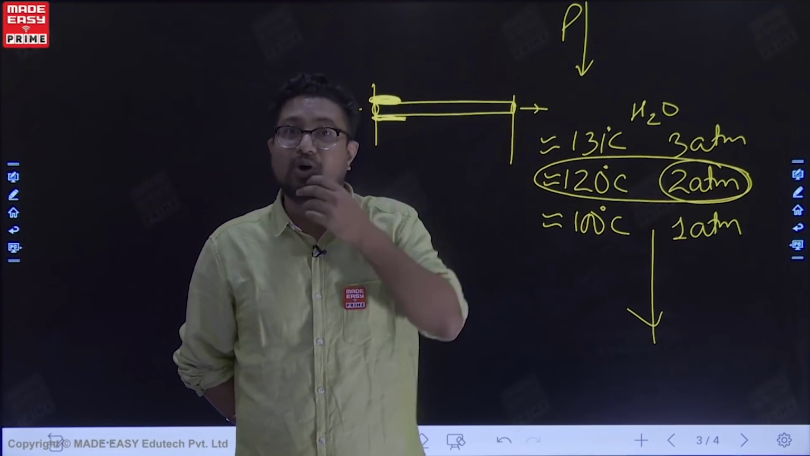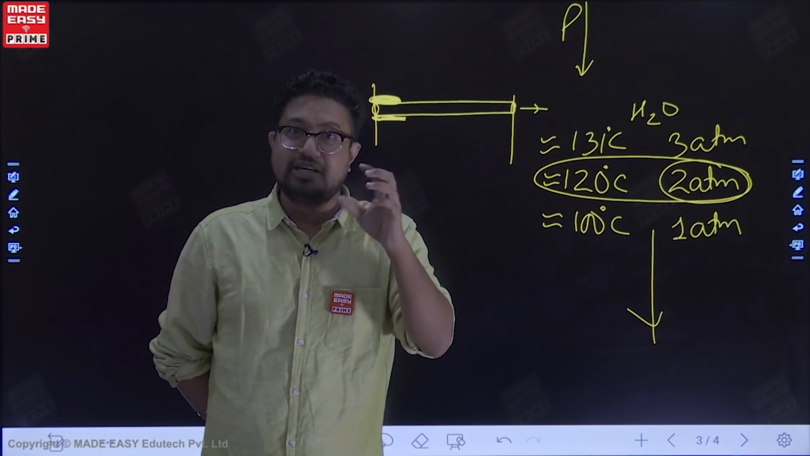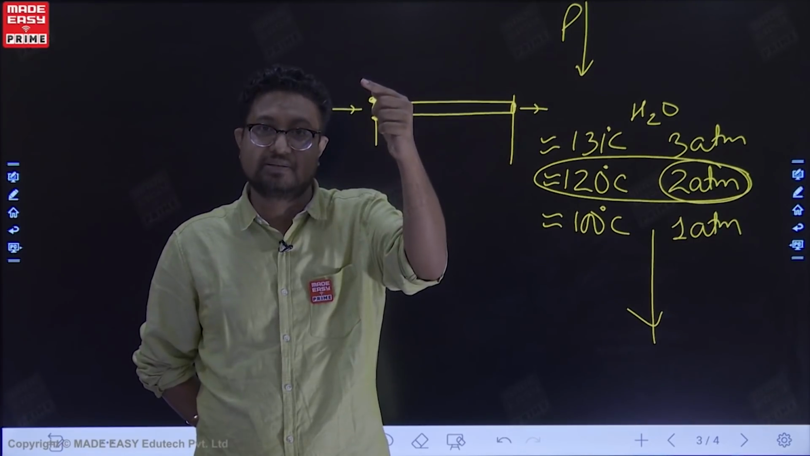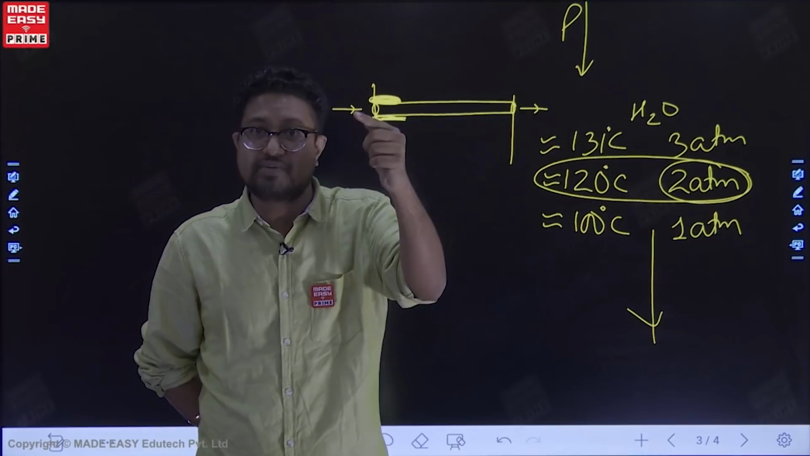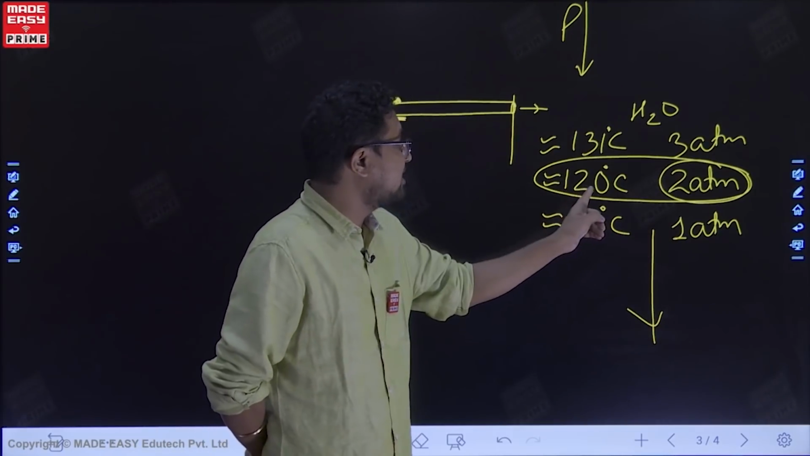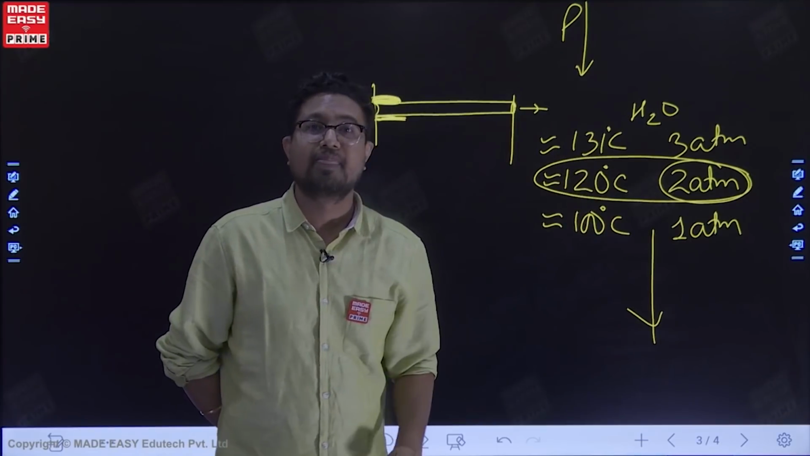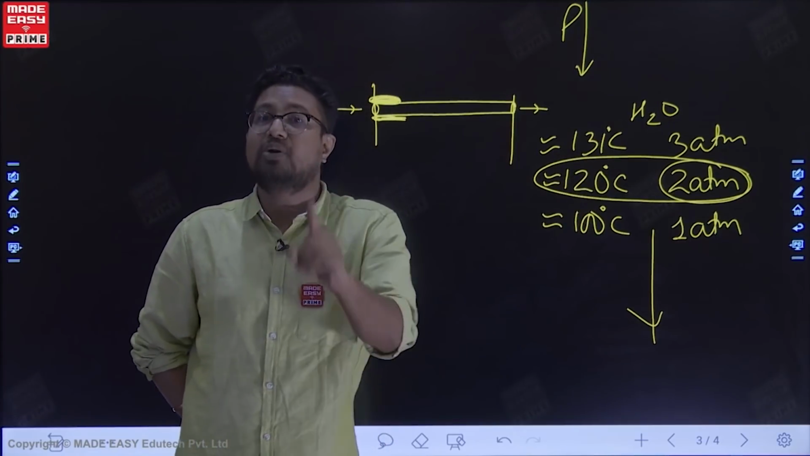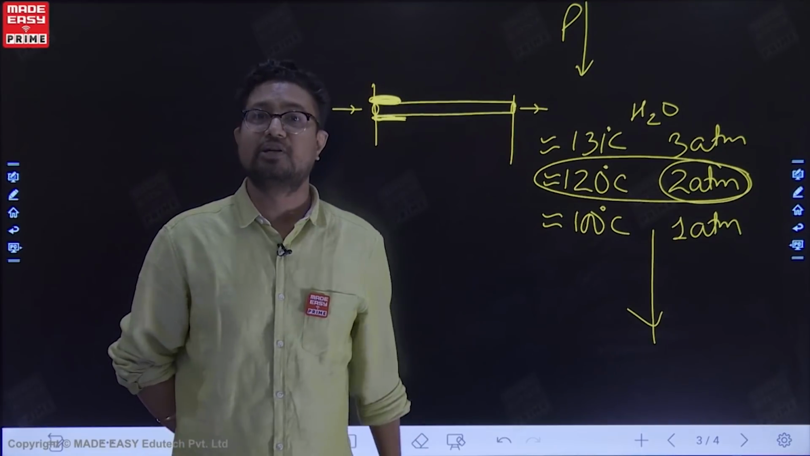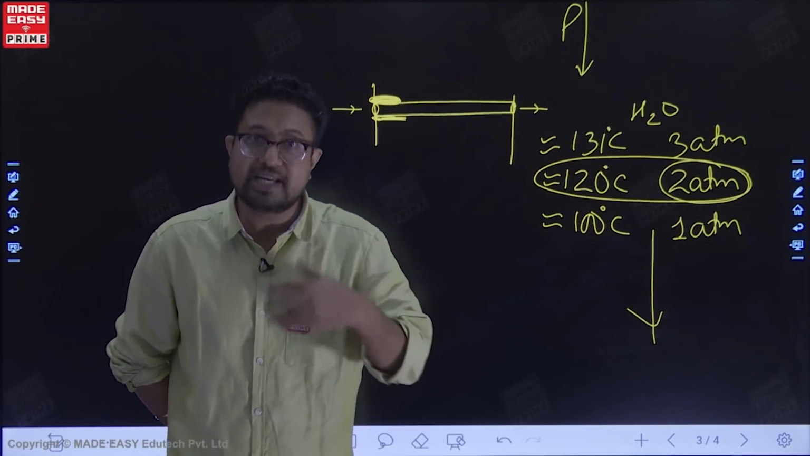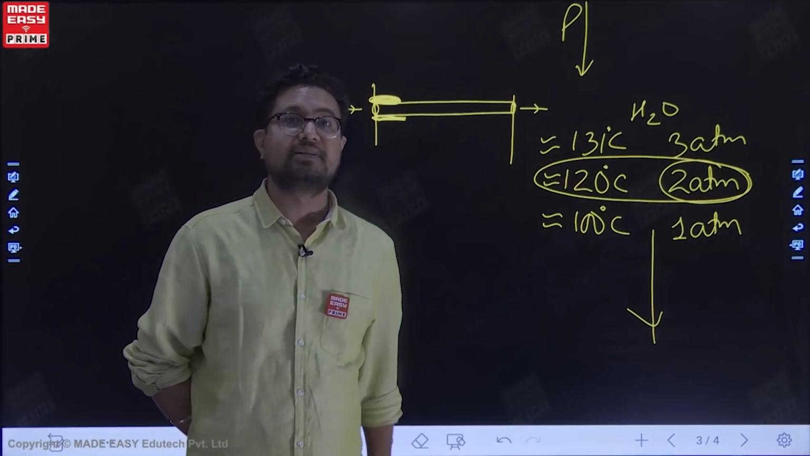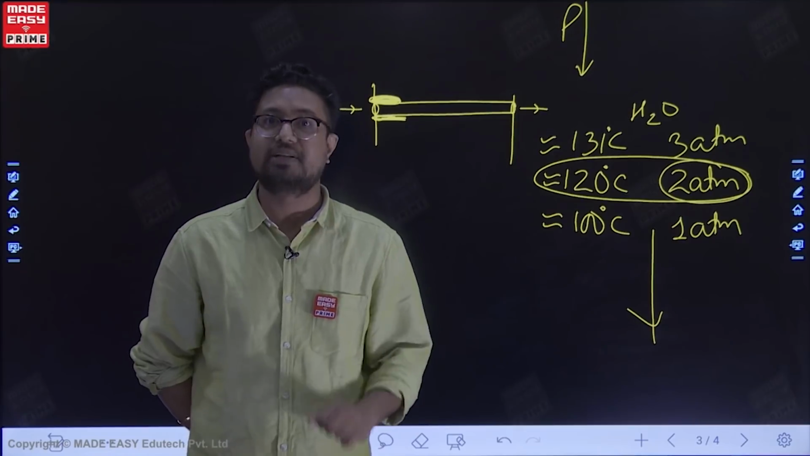As soon as you have brought the liquid inside to 1 atmosphere, at 1 atmosphere liquid cannot remain at 120. Liquid cannot be more than 100 at 1 atmosphere. If you try to take the liquid to more than 100 degrees Celsius, it will convert into vapor. It will not remain liquid.